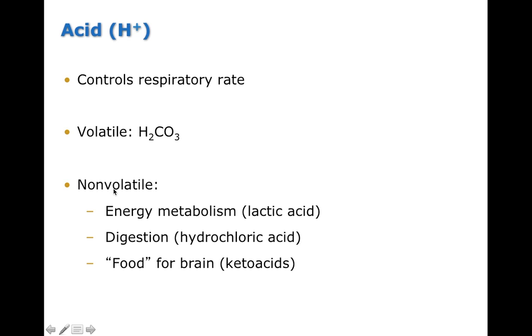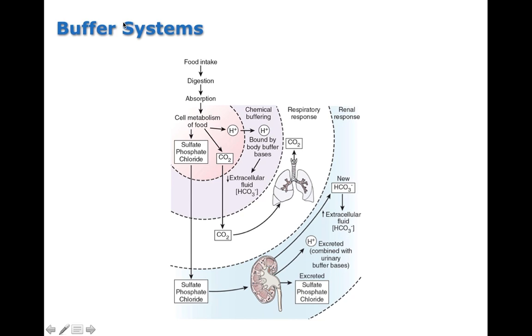Now, there's other non-volatile acids as well. Non-volatile acids are not able to be breathed out, like CO2 can. And so other sources of non-volatile acids would be things like from energy metabolism, like lactic acid, from digestion, like hydrochloric acid, or the keto acids that are produced if you're relying heavily on fat metabolism. So if you think about blood pH, its normal levels would be between 7.35 and 7.45, you've got to keep within that pretty narrow range of pH.